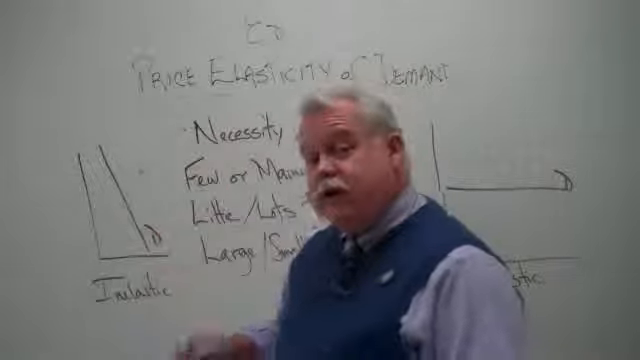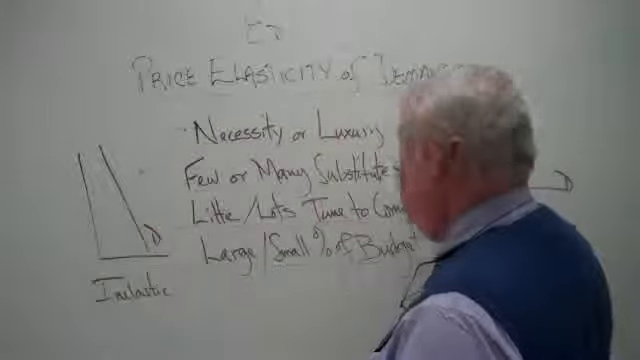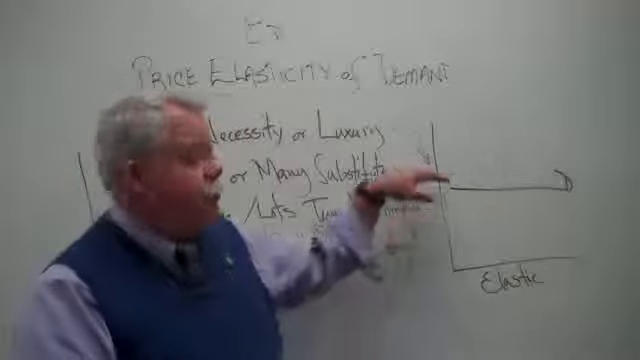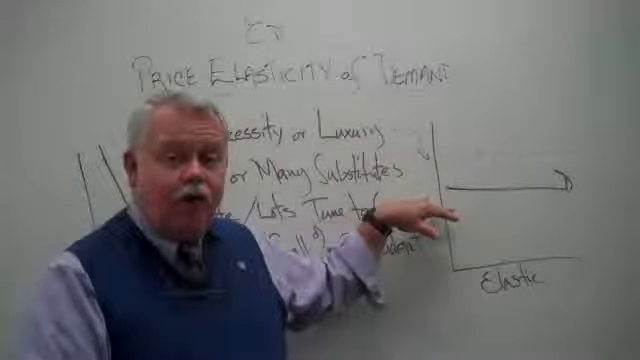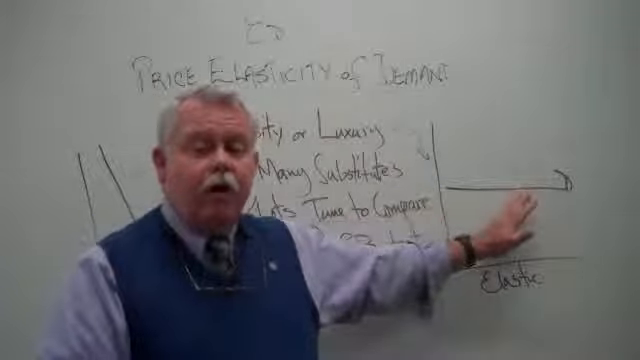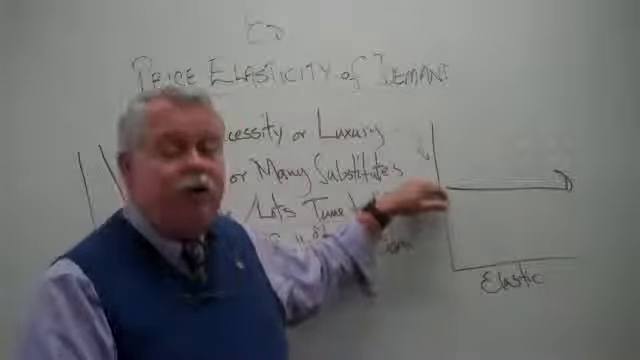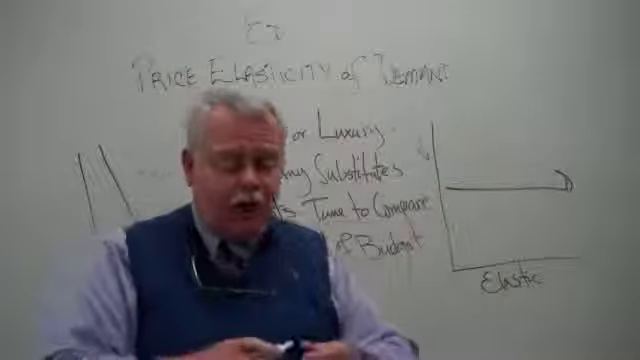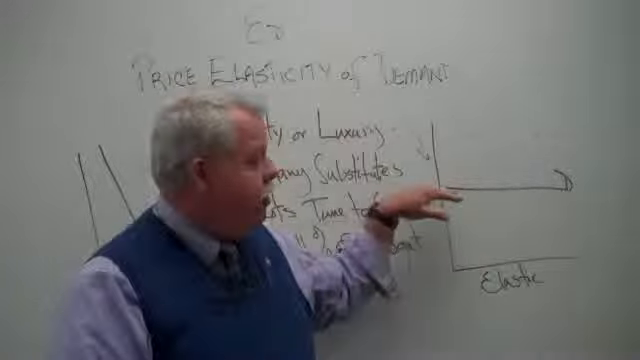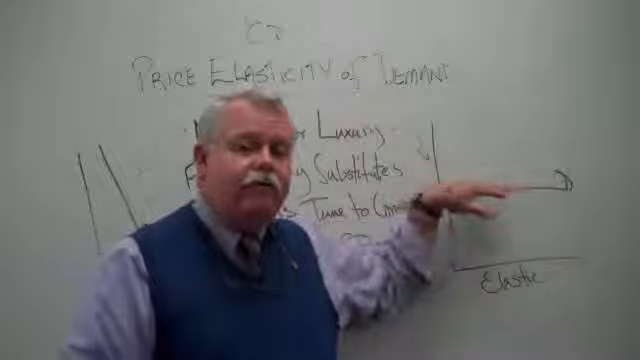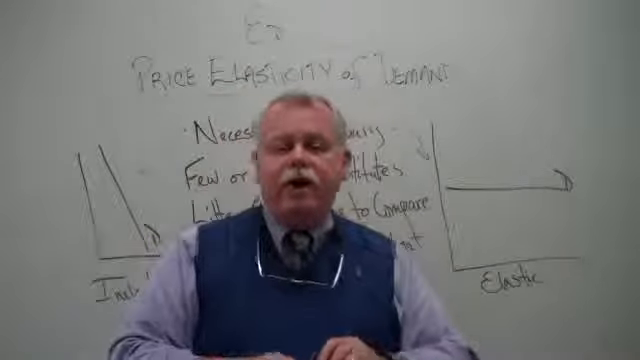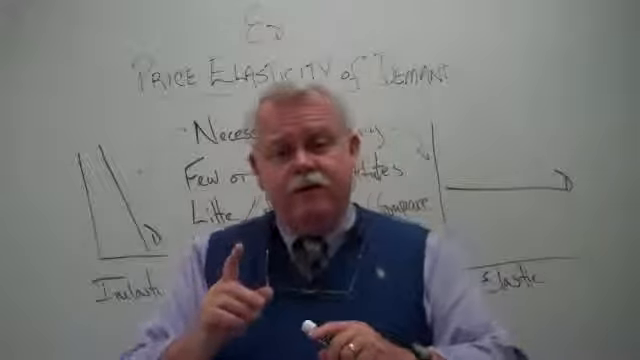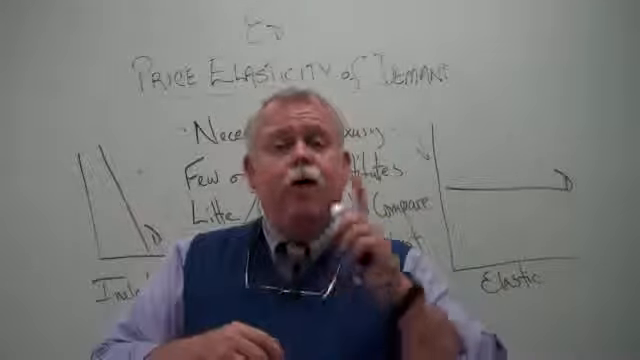On the other hand, if you're selling luxuries or products that people don't terribly have to have, it may be that a relatively small drop in price encourages them to buy a lot more, or a relatively small increase in price discourages them, causes them to buy considerably less. In that case, the demand curve is going to be relatively flat. More to the shape of the demand curves in a minute. So, necessities have inelastic demand. Luxuries have a more elastic demand.